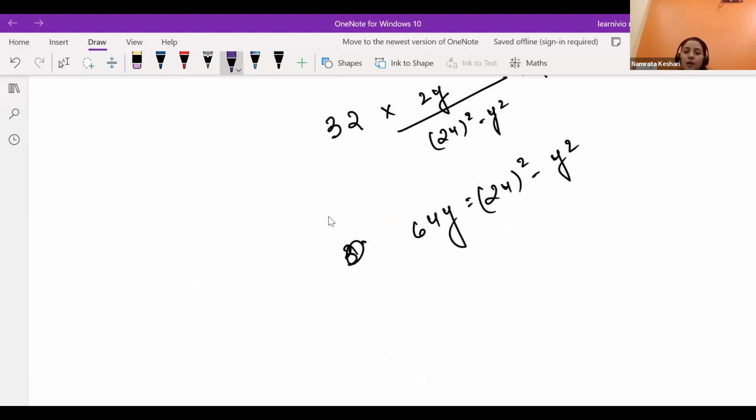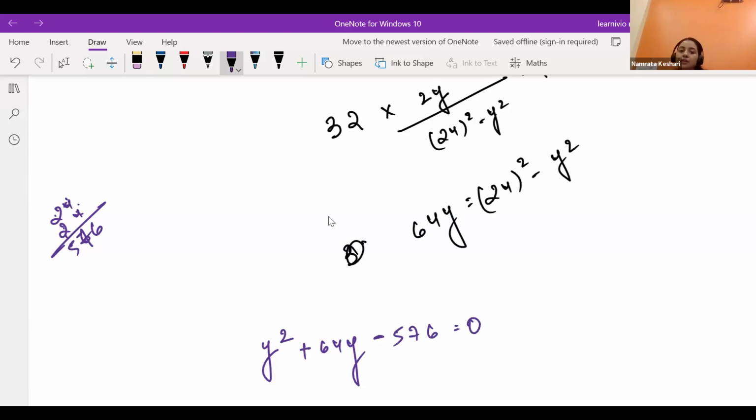And if we try keeping y square on one side, 64y over here, and 24 is square. 24 times 24, when you do the multiplication, 576 we will be getting. So y square plus 64y minus 576 is equal to 0. This is our quadratic equation.